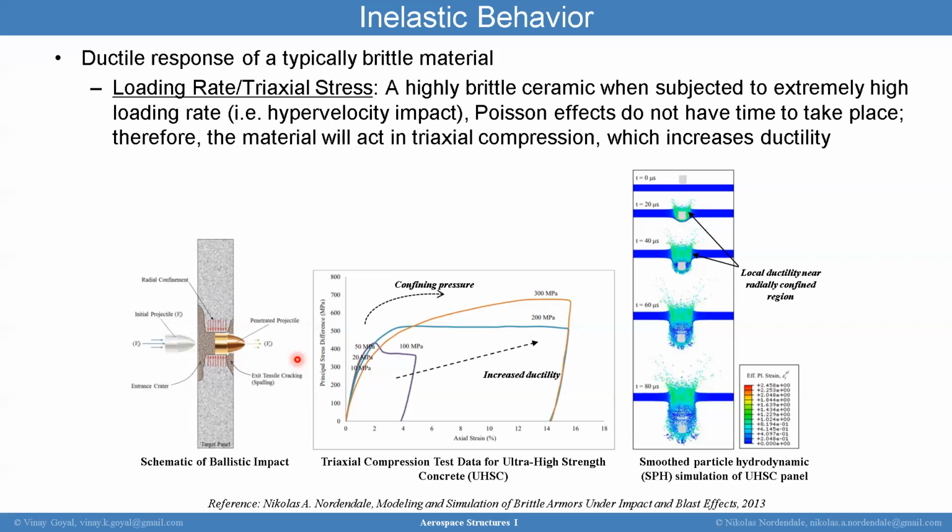We're looking at like 14%. You never see 14% strain on concrete or ceramics under normal conditions, but put a super high rate on it that causes a triaxial response, and you get increased ductility. Next slide.